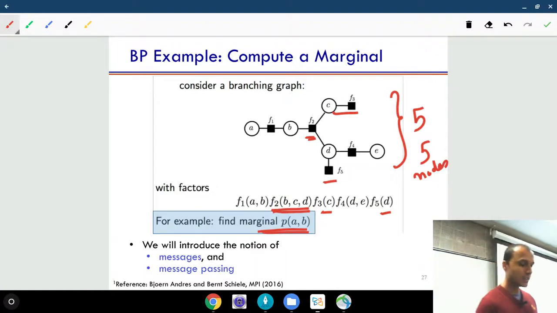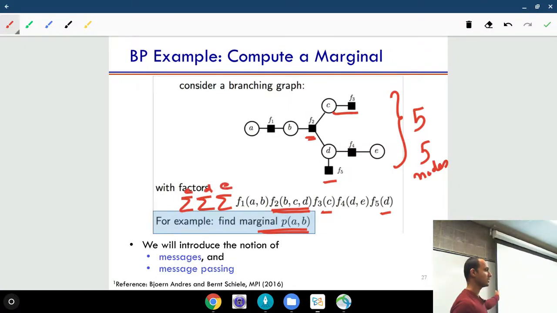Okay, so how do we compute the marginal probability of A comma B? For this graph, you can actually just use these factors. If you want the marginal probability of A comma B, you can just do summation, right? You can just do summation over the other 3 random variables, right? C, D, and E. You can just push the summation inside, and you'll get the marginal probability of A comma B. Okay. For this graph, it's kind of obvious how to push the summations inside.